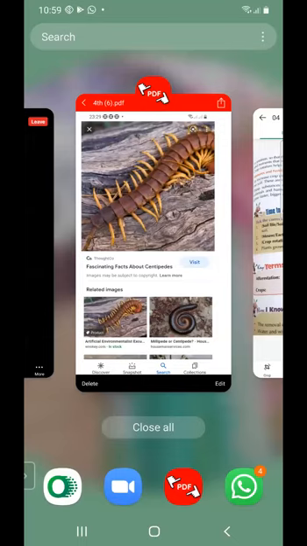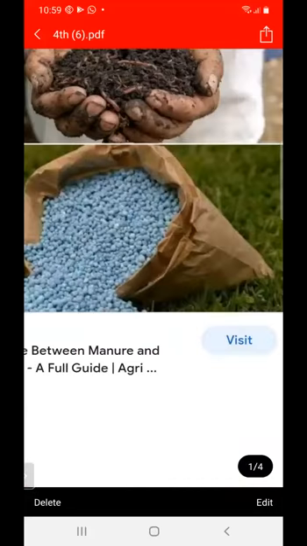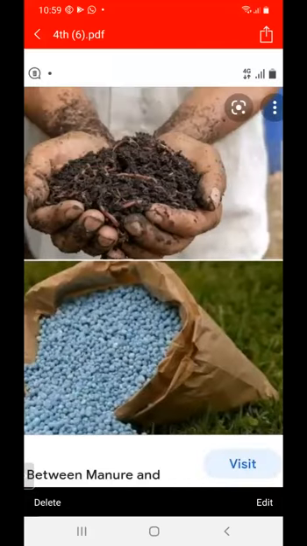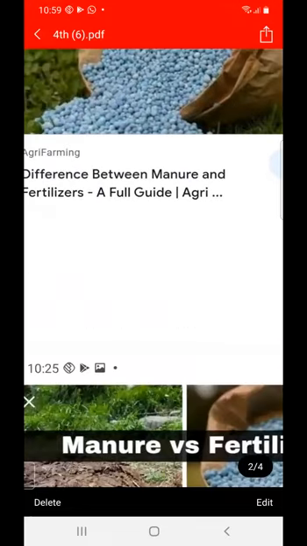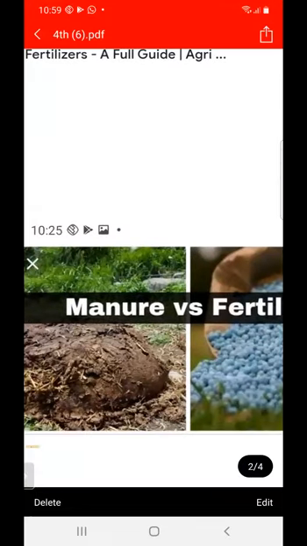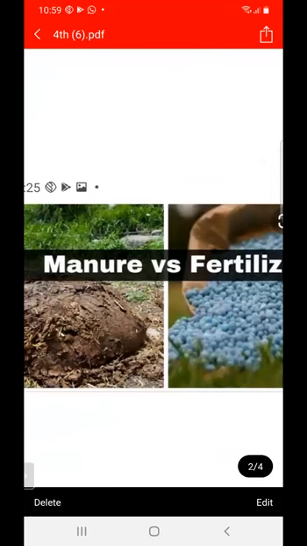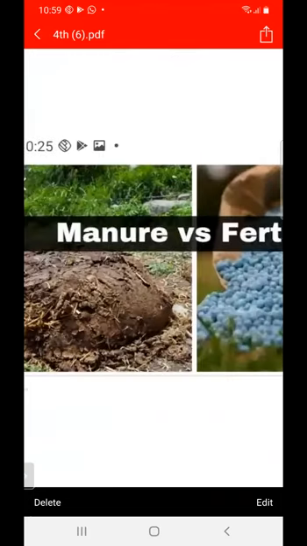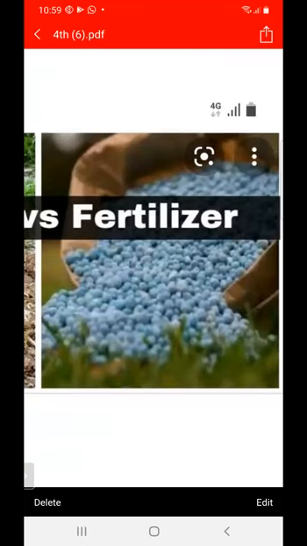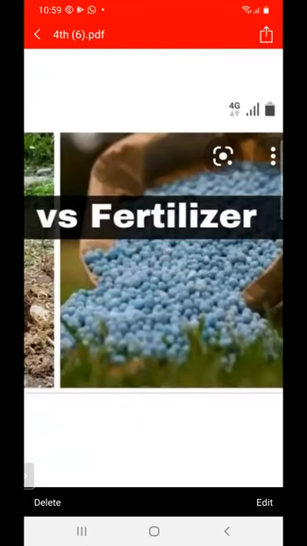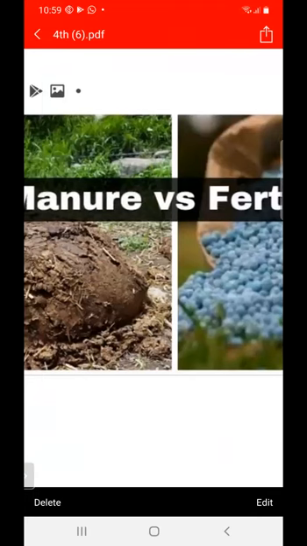I will show the picture. In the first picture, it is a manure. And in the second picture, this is a fertilizer. So manure is naturally made. It is manure versus fertilizer. In the first case, there is a manure, and in the second case, it is fertilizer. Fertilizer is made chemically and manure is made naturally.